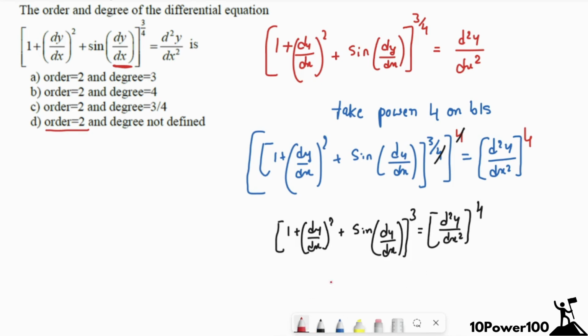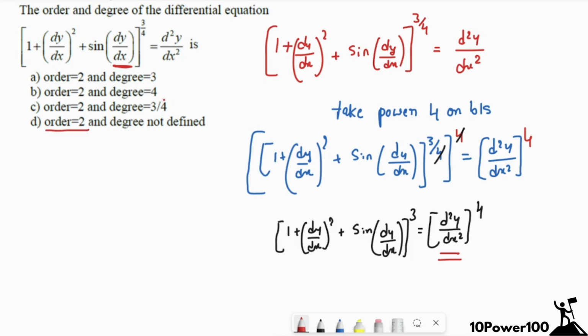Now, if you observe this carefully, this is actually a whole power. Even if you take a cube, we won't get it. It's very clear that the order is 2, the maximum number of times the equation is differentiated, that is d²y/dx², 2 times. So we got to know the order is 2, but the power is not 4.